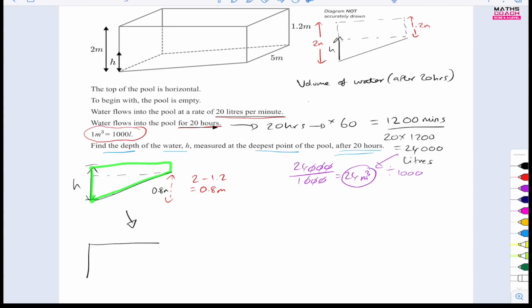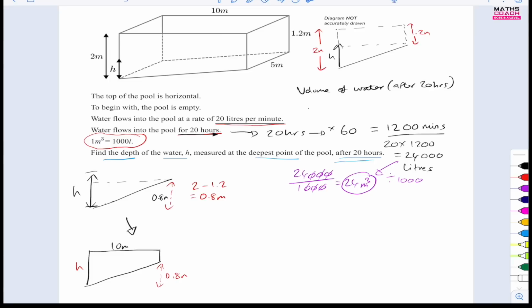Can you see that? We're going to draw this trapezium now, like that. Okay, so this here I've done. This is still 0.8, which I've calculated. All right, and this is our H. And we know that this way from here to here is 10.